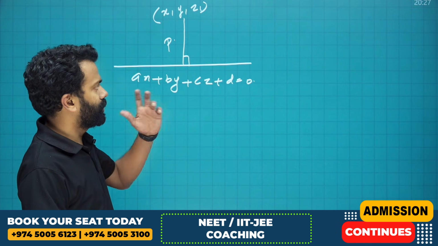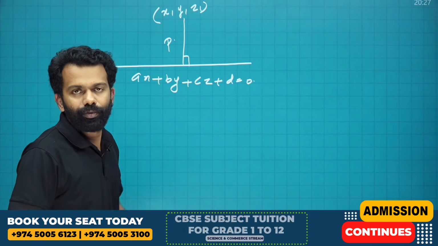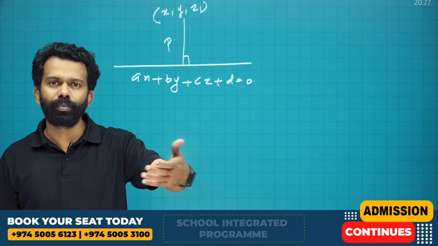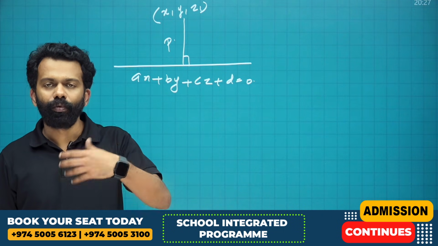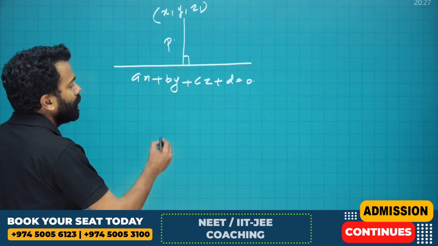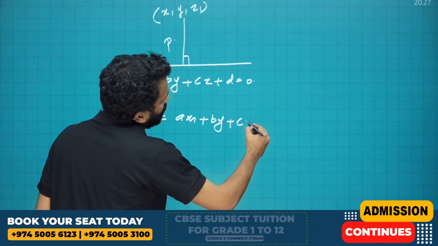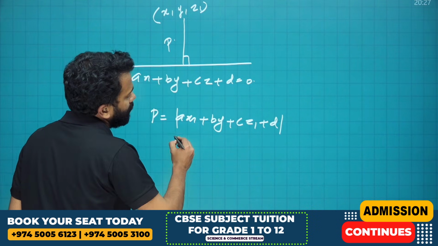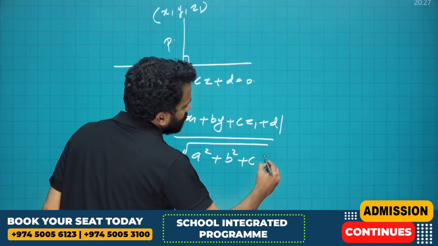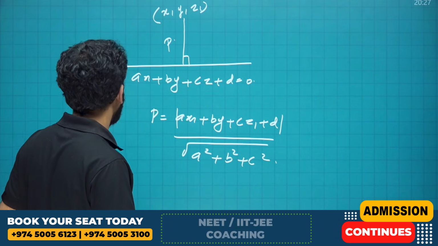See, the structure of this formula is similar to the formula which we use in straight lines. Hope you remember that formula. Shortest distance from a point P, x1, y1 to a straight line ax plus by plus c is equal to 0. Exactly the same thing you have to do here to get the final answer. So just substitute P here, you will get P is equal to the modulus of ax1 plus by1 plus cz1 plus d, divided by root of a square plus b square plus c square. Got it? Okay, therefore this formula is what we are going to use here.